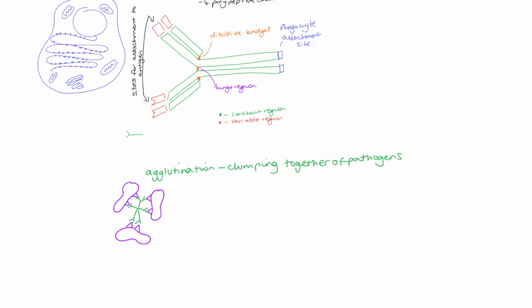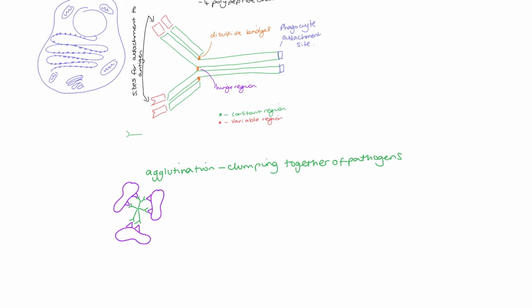This means that when these pathogens get phagocytosed, so once they get engulfed by a phagocyte, the phagocyte is not engulfing one pathogen at a time. It can engulf many tens or hundreds of pathogens all at the same time for phagocytosis to be engulfed and then digested and broken down.